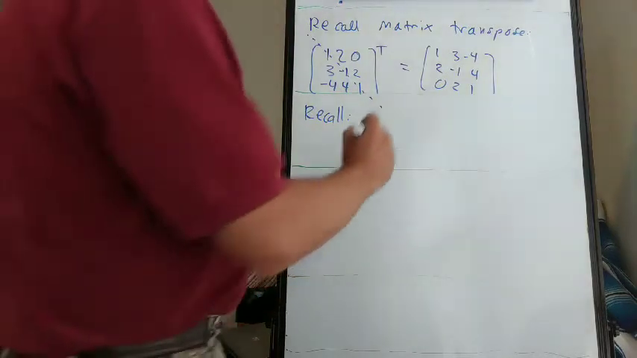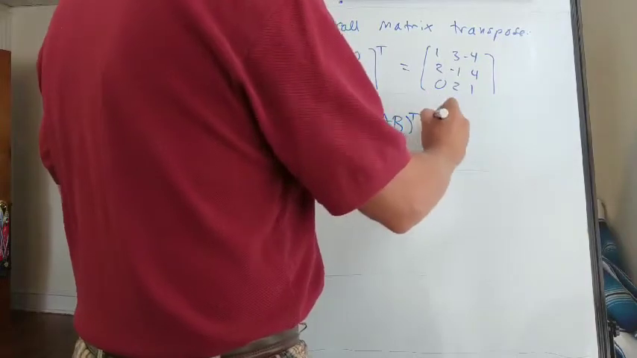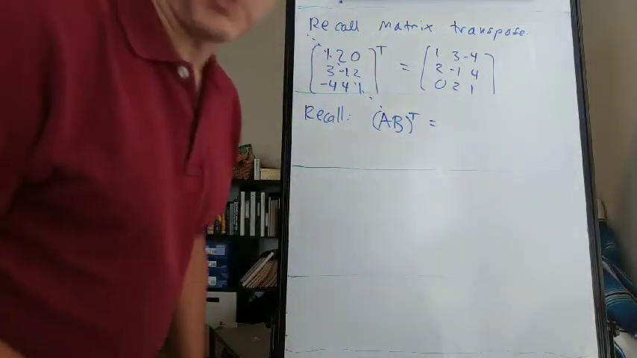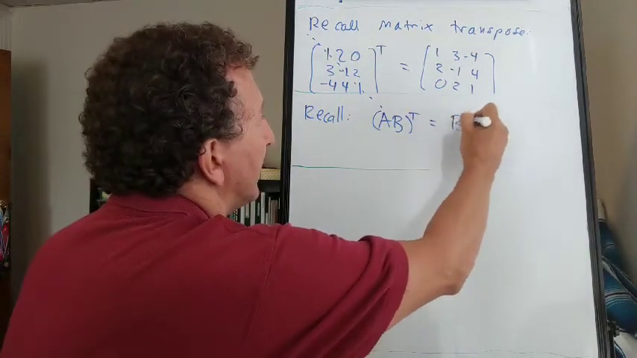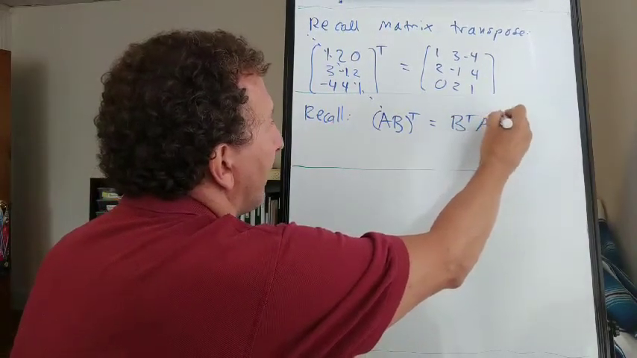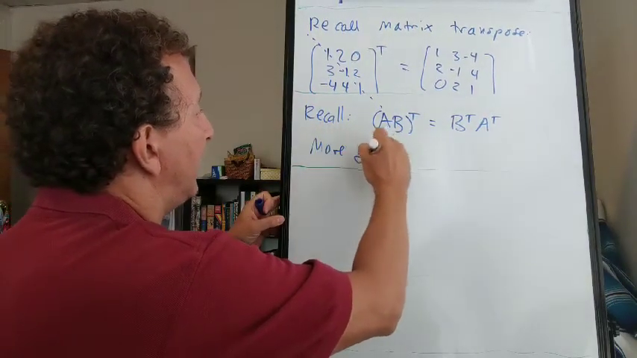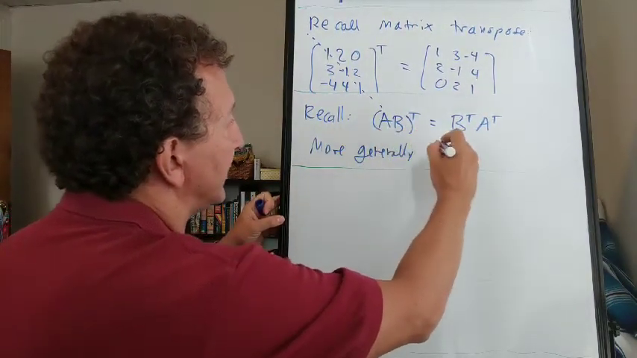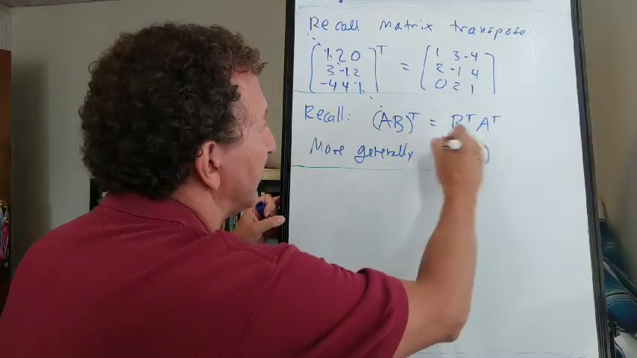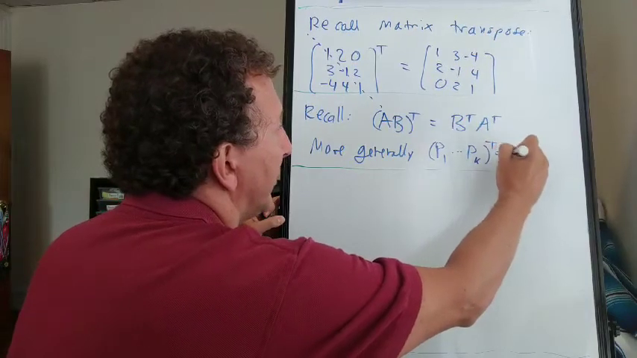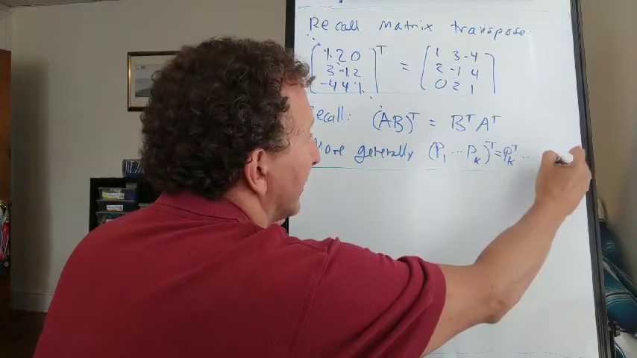But recall that we said if we want to transpose a product AB, then it's the product of the transposes, but we have to take that product in the opposite order. And more generally, if we have a product of K matrices and want to transpose that, then we take the product of the transposes, but in backwards order again.